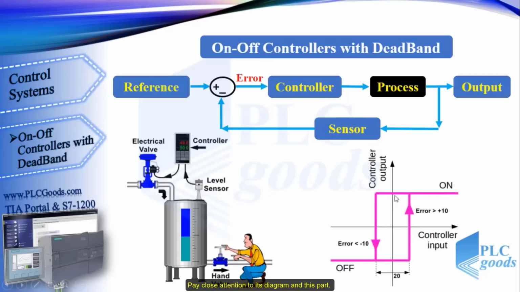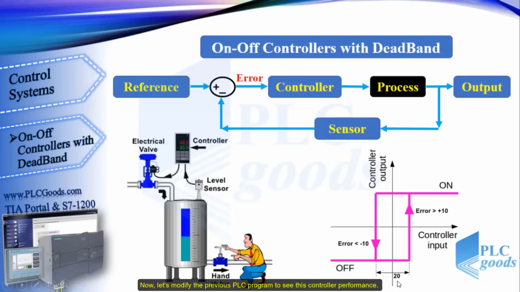Pay close attention to its diagram and this part. The controller output is off until the error reaches 10 centimeters. After that, small disturbances cannot turn off the output immediately because the output stays on until the error reaches minus 10 centimeters. So, with this diagram, small disturbances cannot change the output states. Naturally, we can change this width based on the process and disturbances.